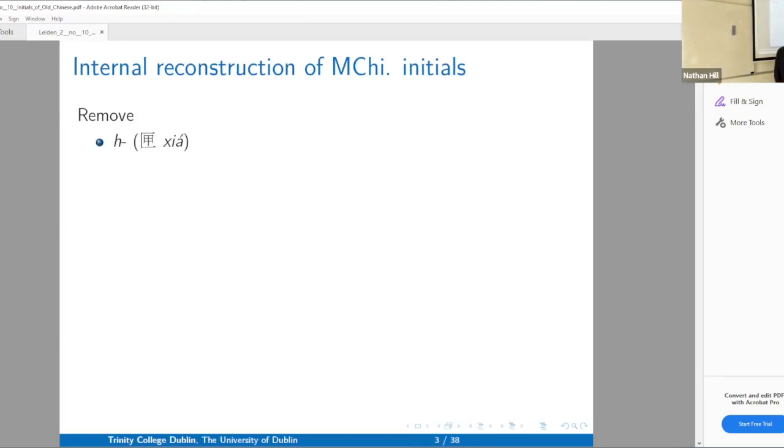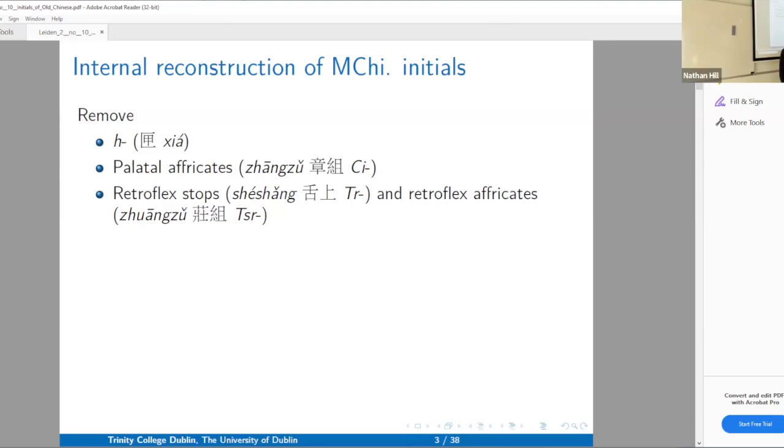Okay, so we will remove the velar fricative, the palatal affricates, and the retroflex series. These are all things we just added, the palatal affricates yesterday, right? So you're wondering why we could remove them. Well, now we're going backwards in time. So basically, through internal reconstruction, you can remove these things. That's the idea.